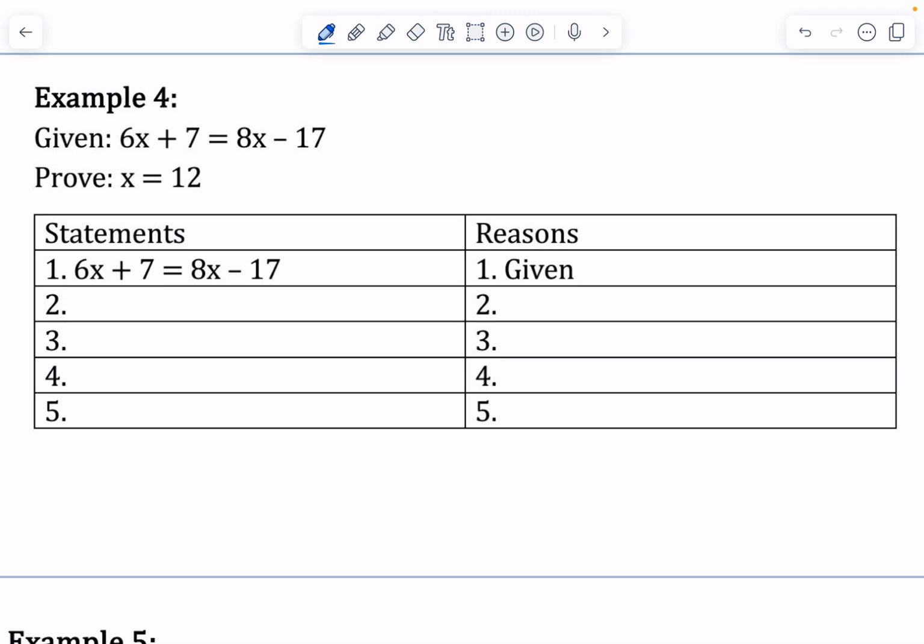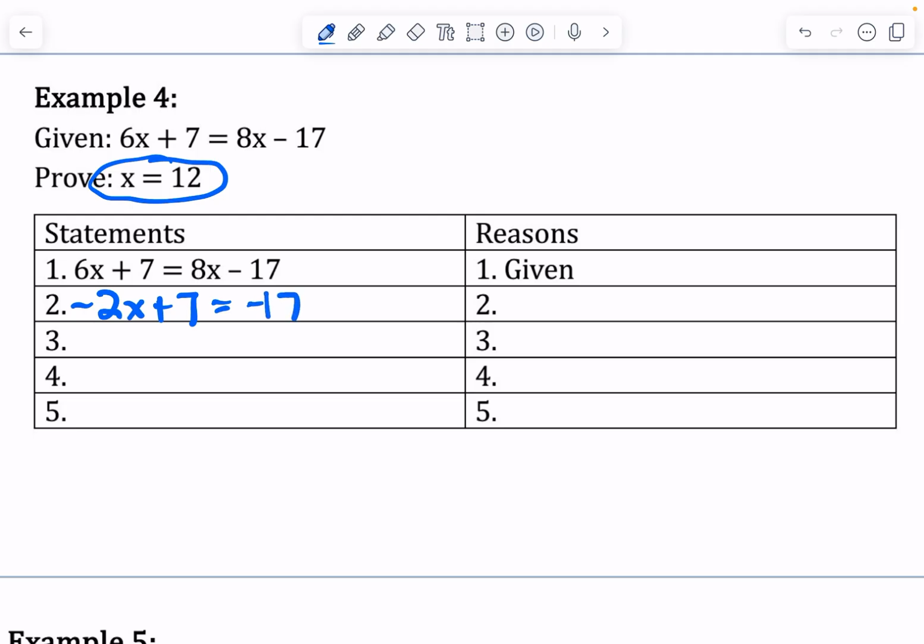Okay, now in the proof, notice that the x is on the left. So we're probably going to want to move everything to the left, just so we don't have to use that symmetric property at the end. It's not wrong if you have to switch it at the end, but it would just add another step. Okay, so what I would probably do first here is I would subtract 8x on both sides. And if I did that, I would get -2x plus 7 equals -17.